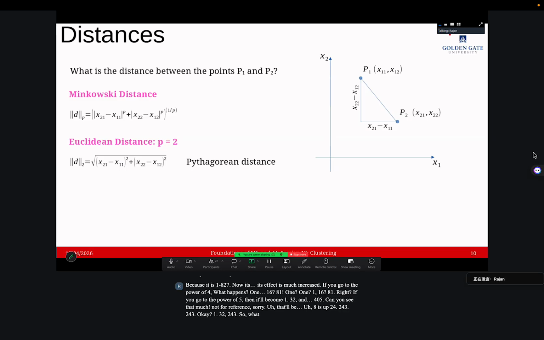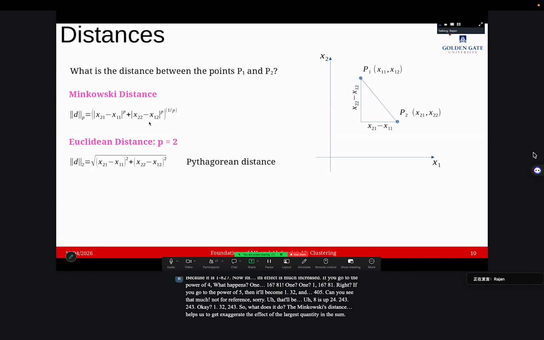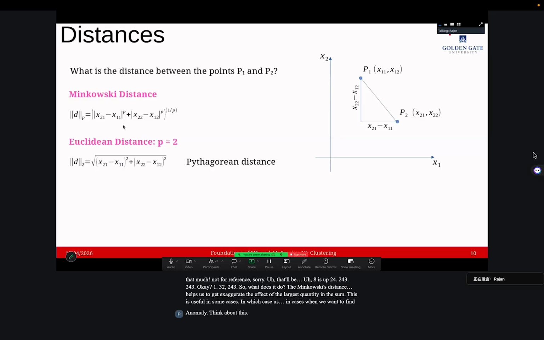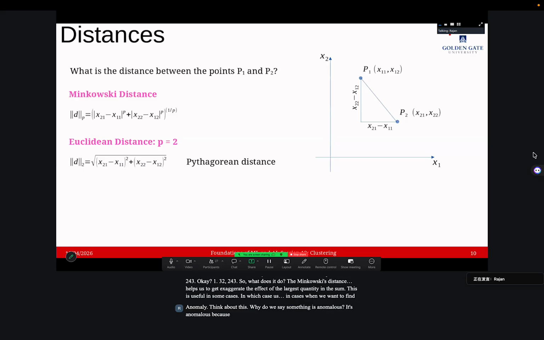So what does it do? The Minkowski distance helps us to exaggerate the effect of the largest quantity in this sum. This is useful in some cases. In which cases? In cases when we want to find anomalies. Think about this. Why do we say something is anomalous? It's anomalous because it looks normal, but something is very different. That's what anomalous is, right?